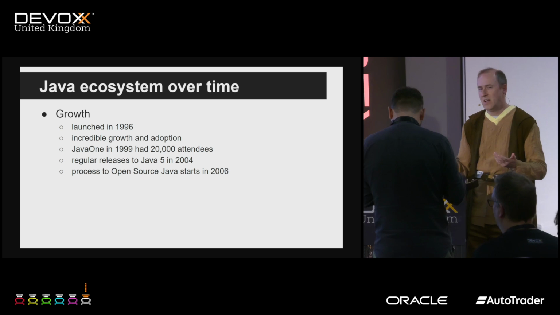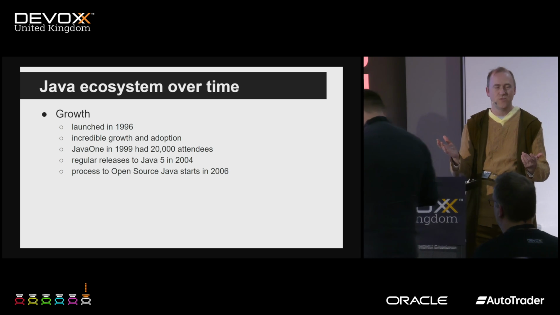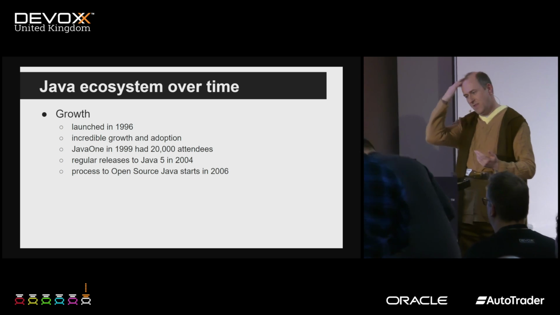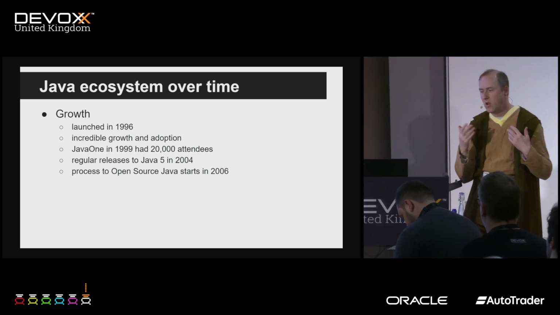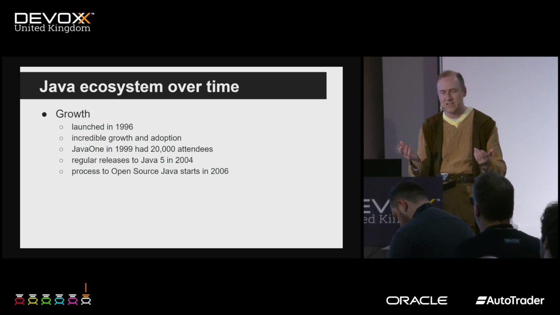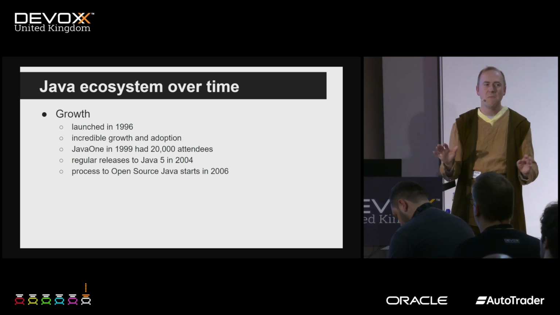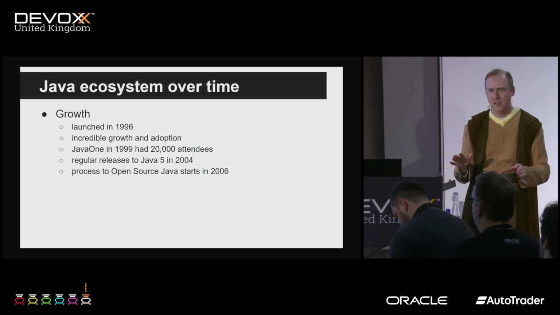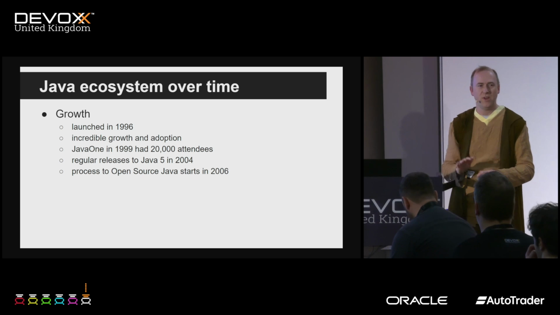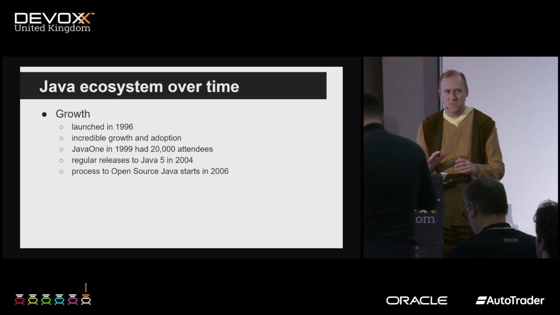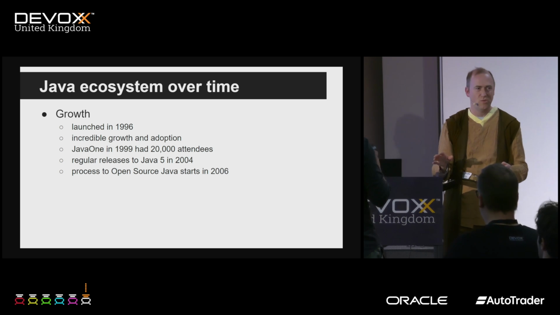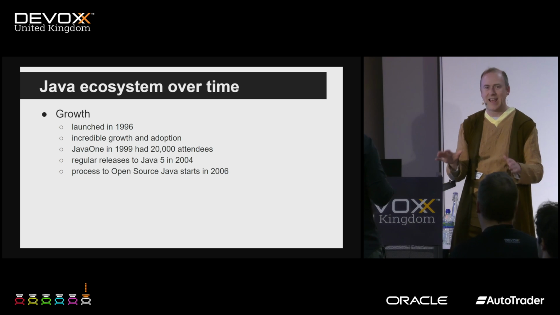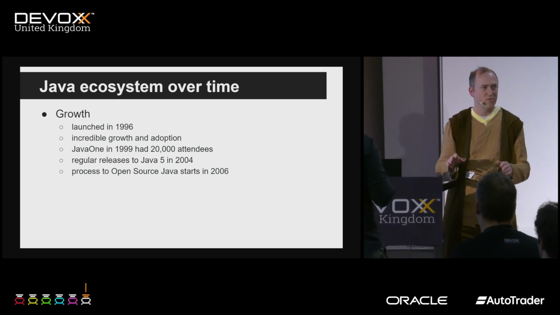So I've divided up the Java timeline into 4 separate things. There's the initial growth phase. It launched in 1996, and it just had this amazing growth and adoption initially. It was just like this curve that went up and up and up. You think there are lots of people at this conference here. In San Francisco, you had Java 1 conferences with 20,000 people in them. This is a town attending one conference.